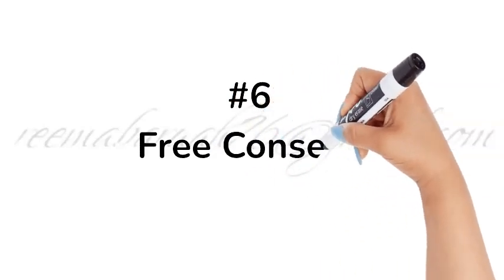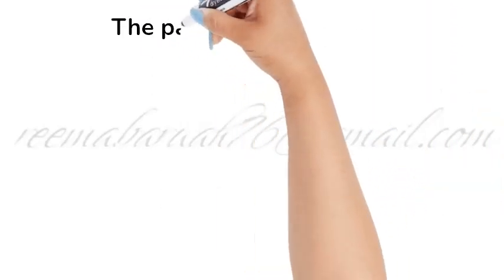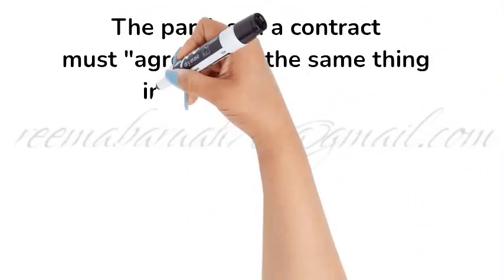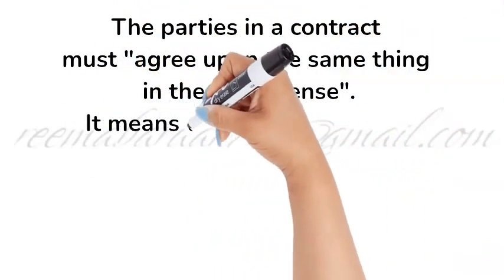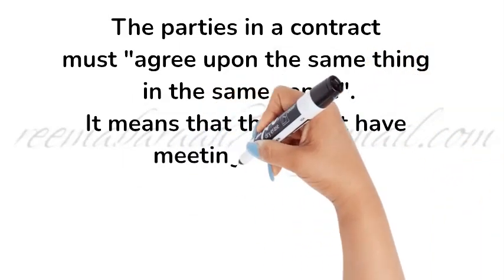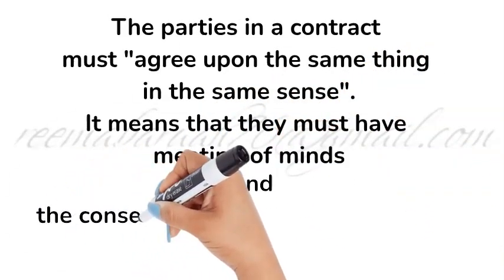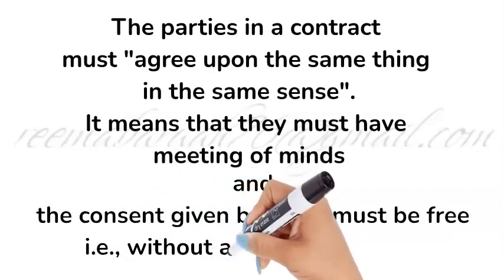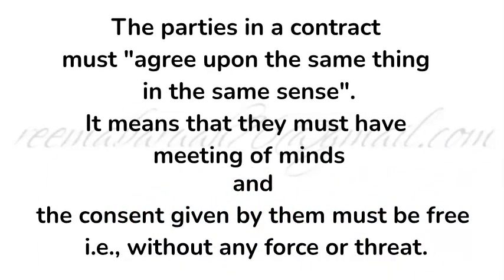The sixth essential of a valid contract is free consent. The parties in a contract must agree upon the same thing in the same sense. That is, they must have meeting of minds. And the consent given by them must be free. That is, without any force or threat.